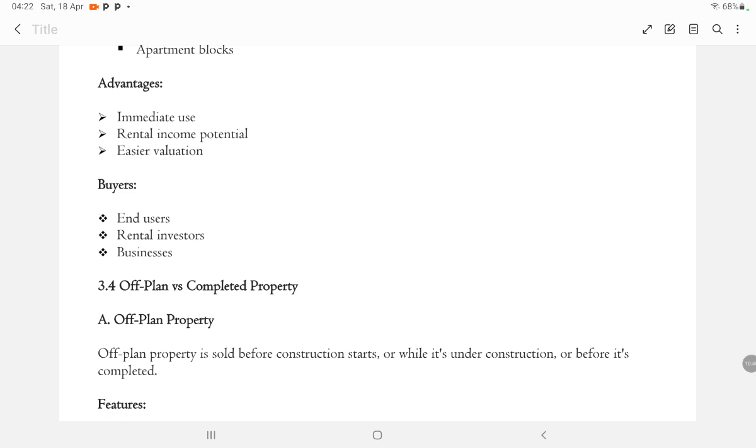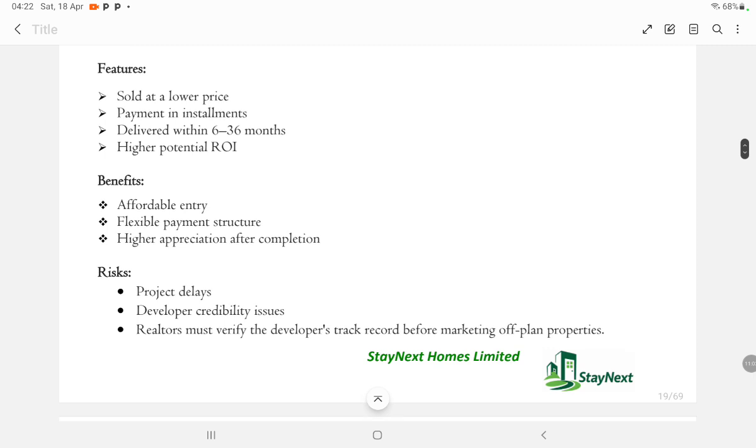So with an off-plan project, as they are building, your value will be increasing. Even as you buy it now, by the day you complete your payment, the price will have changed. So that is the advantage of it. Please ensure you take off-plan projects and see the features: sold at a lower price, payment in installments, delivered within 6 to 36 months, higher protection and reversal.